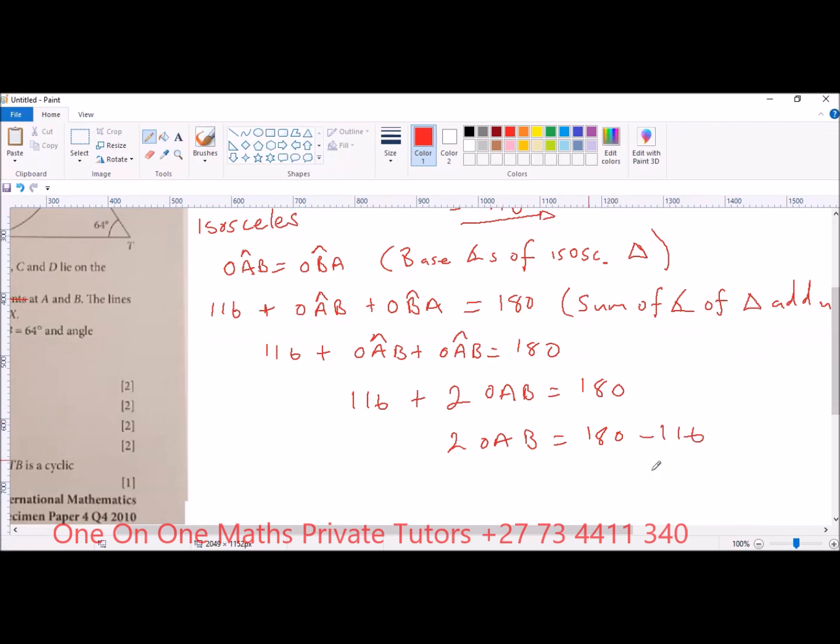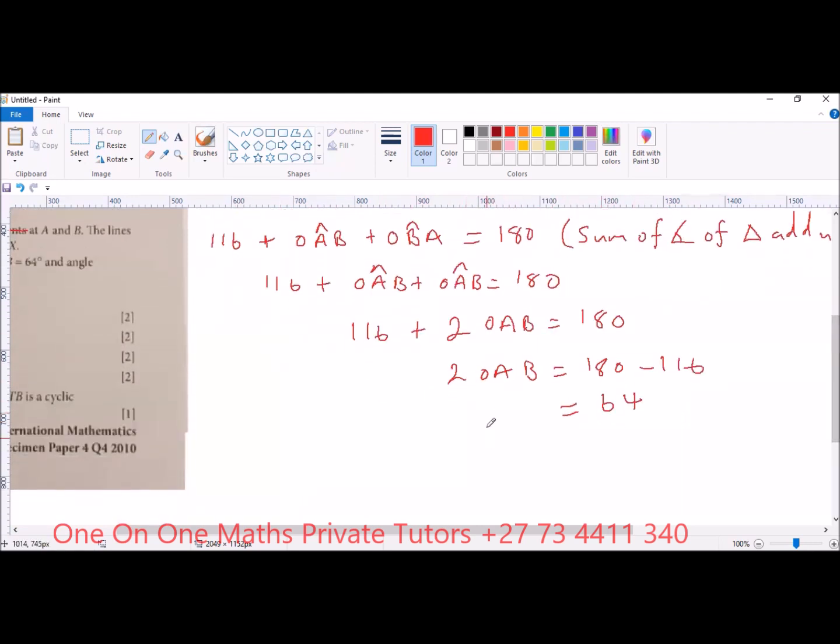So 2 OAB is equal to 180 minus 116. Taking this one to that side, it becomes negative. 180 minus 116 on our calculator, we get 64. So we have 2 OAB, OAB will be equal to 64 divided by 2, which is 32 degrees. There we have it.